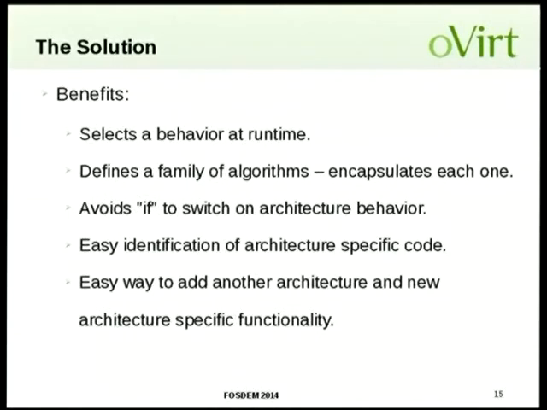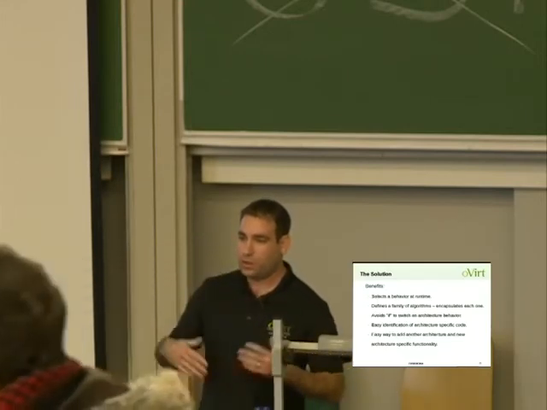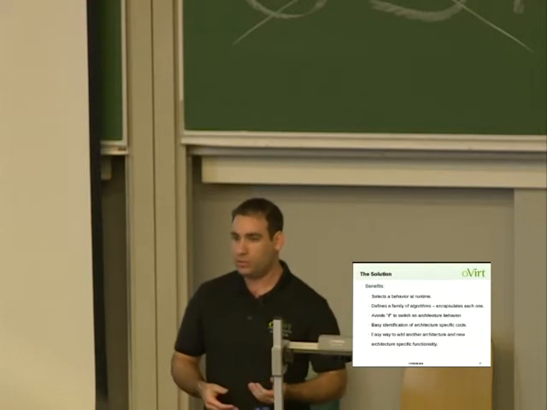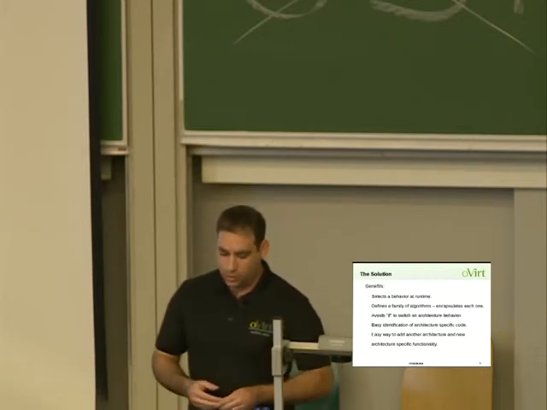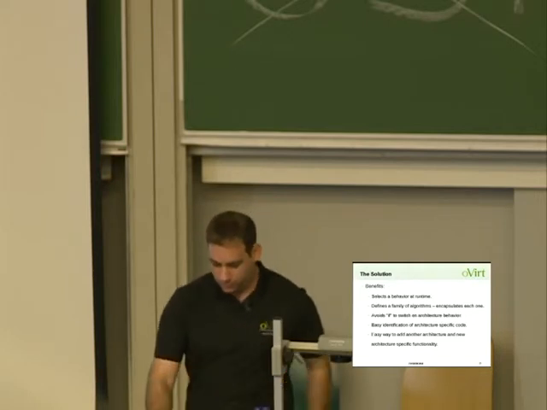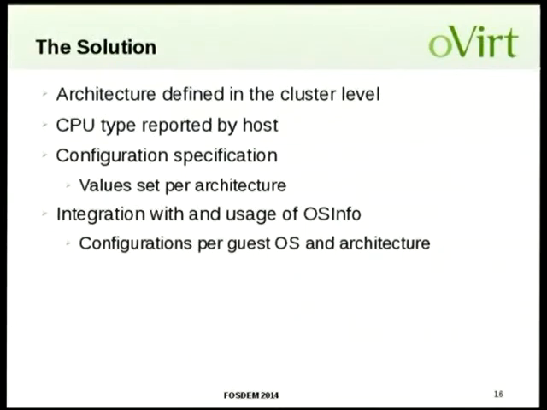What it allows us is a couple of important things. First, selecting the behavior at runtime. We don't need all kinds of special ifs and cases in the code to select which code to run. It gathers the specific code all together. It encapsulates x86 code in the x86 strategy and the PPC code in the PPC strategy. And it allows people that are entering the code to find the specific code very easily because it is all encapsulated together. And very important, it allows us to easily add more architectures in the future. Other stuff that we had to keep in mind is that we are defining the architecture at the cluster level.